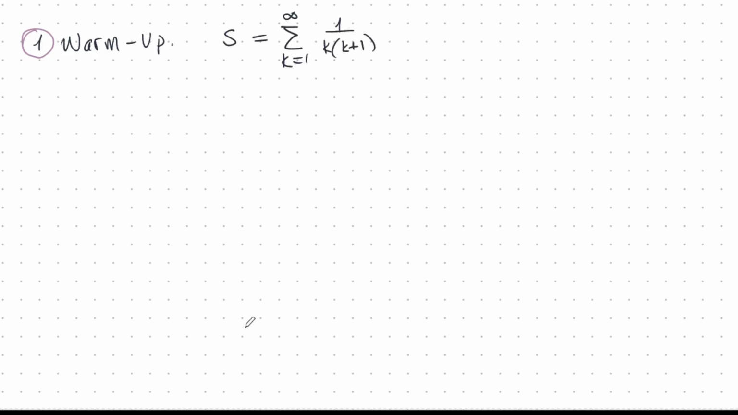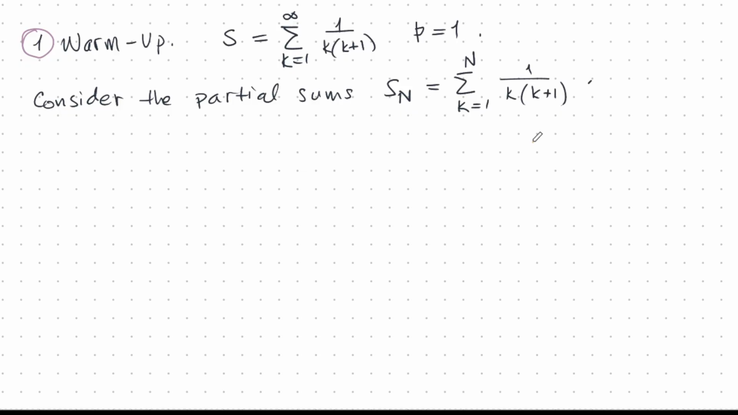Before we tackle the infinite series in the thumbnail, let's look at a related one: 1 over k times (k plus 1). Here I have taken p to be 1. Now let's consider the partial sums, S big N. We sum the terms from k equals 1 to big N, so we have big N number of terms. Let's sum a few terms.